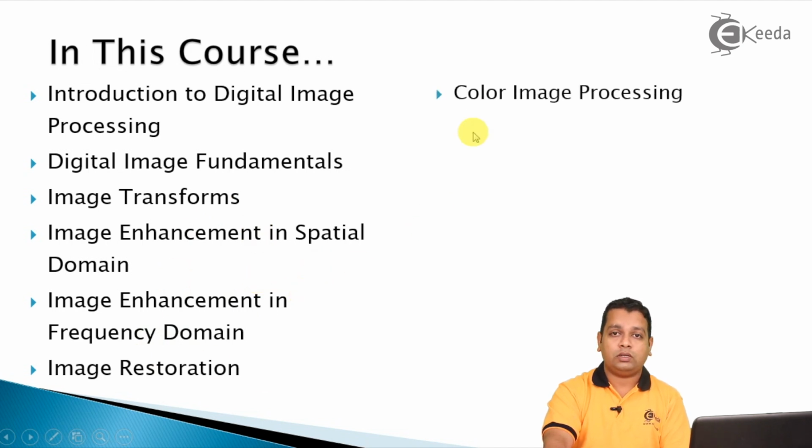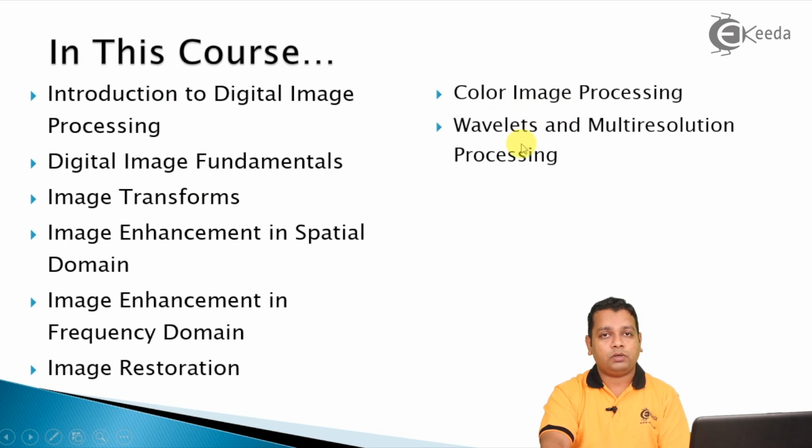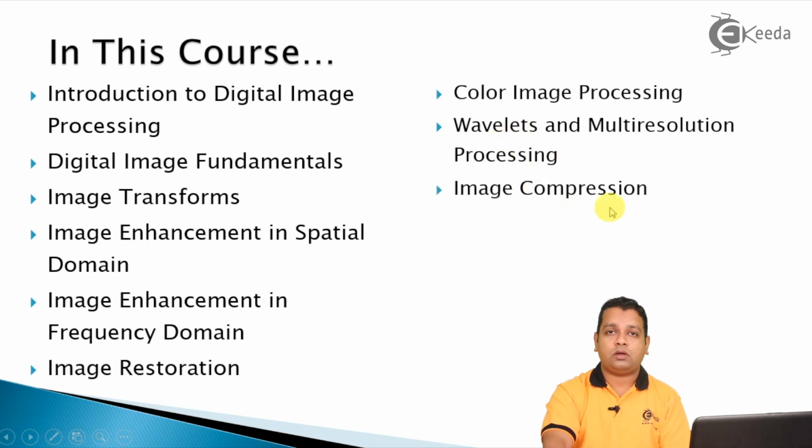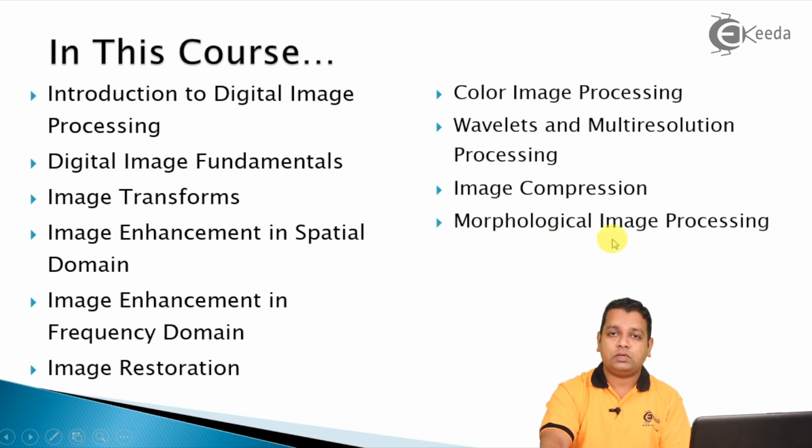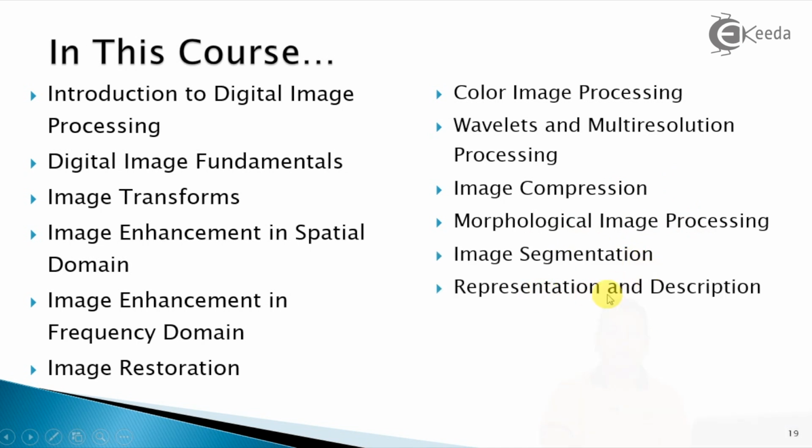After image restoration, we have color image processing. Right from the first chapter to this one, we have addressed binary images and grayscale images for such operations, and here we start with color image processing. It will be followed by the very popular and potential tools, wavelets and multi-resolution processing. Here the resolution is at multiple levels, and it is a very potential tool in the applications of digital image processing. Further, we have image compression, where we minimize the memory requirement to store and to transmit the image from one place to another, along with some morphological image processing after image compression, and image segmentation. Further, we have representation and description of image, and finally we have object recognition.